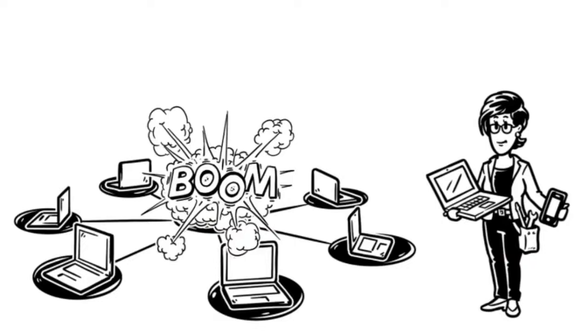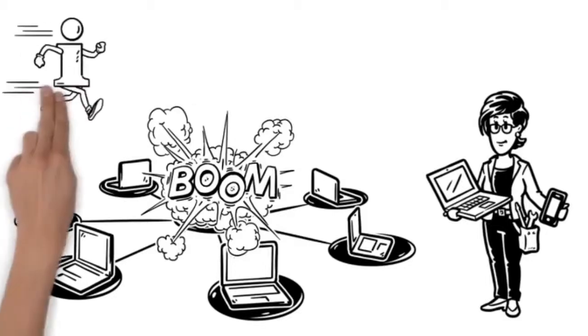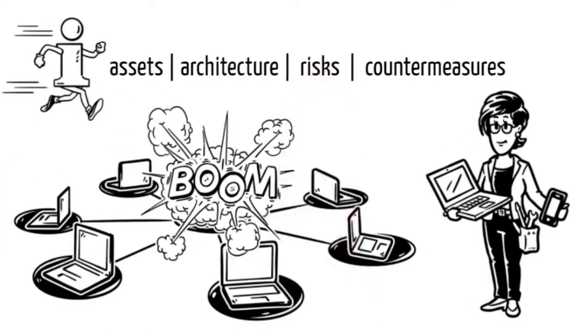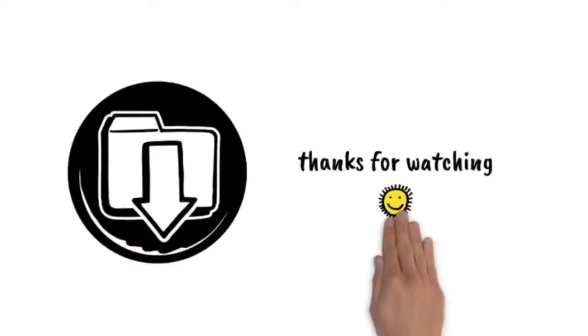In order to manage its business effectively, any organization needs to have information about its infrastructure, like assets, architecture, potential risks, and countermeasures.